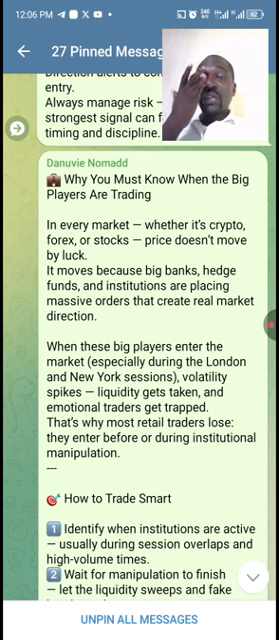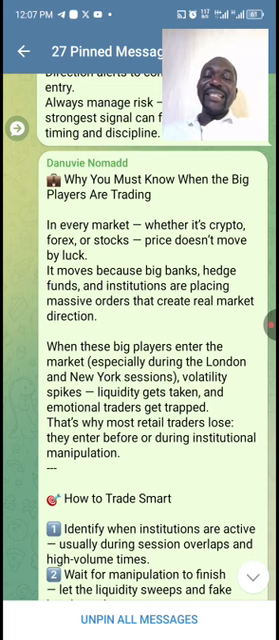Because if you don't know, you're going to be entering blindly and you're going to get trapped, and eventually you're going to have your money taken from you by these big banks. So it's very, very, very important. Liquidity gets taken and emotional traders get trapped. That's why most traders lose, or rather, that's why most retail traders lose.